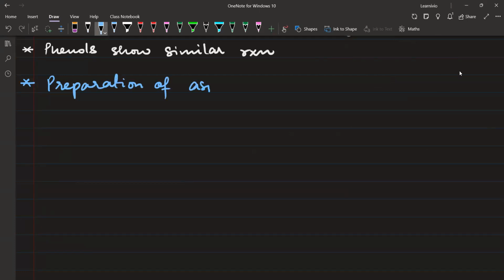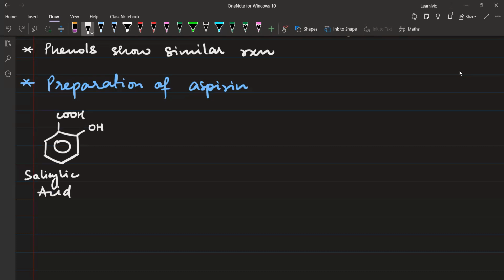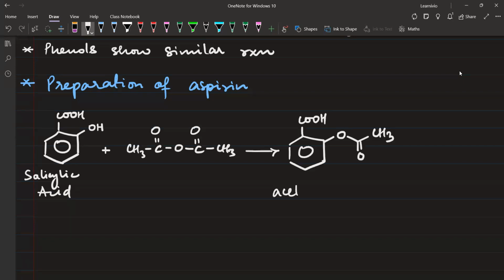Then we are going to get, what, the H will be removed and the acyl group will be added. We are going to keep everything as it is except the hydrogen, because that OH bond is going to break. When the OH bond breaks, you will have an oxygen atom here, then C double bond O and CH3. This is the acetyl group. This is acetylsalicylic acid, whose common name is aspirin. Aspirin, the medicine, this is the preparation of aspirin.